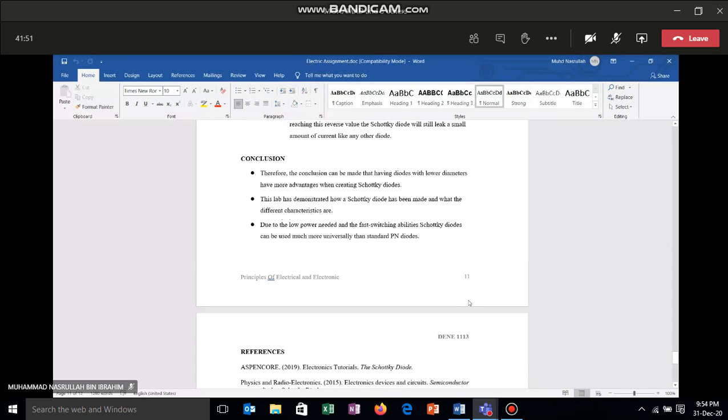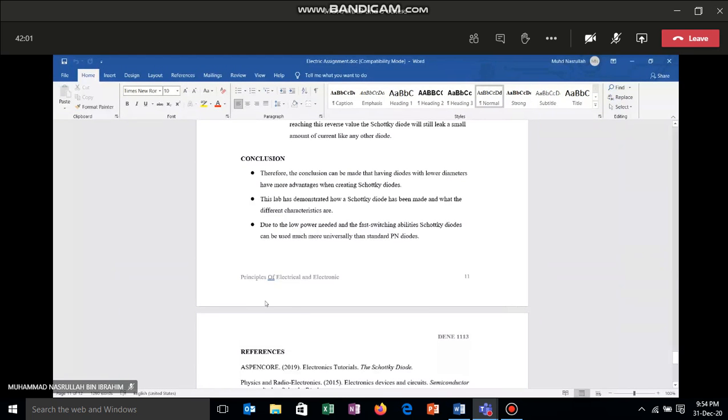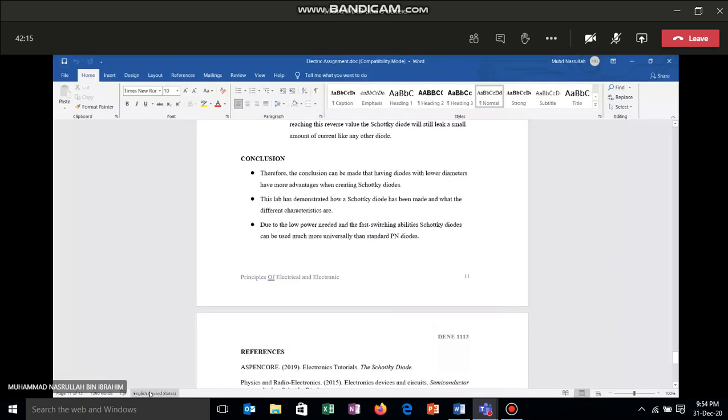Then the conclusion. Therefore, the conclusion can be made that having a diode with lower diameters has more advantage when creating Schottky diode. This lab has demonstrated how a Schottky diode is made and what the different characteristics are. Due to the lower power needed and the fast switching ability, Schottky diode can be used much more universally than standard PN diode.